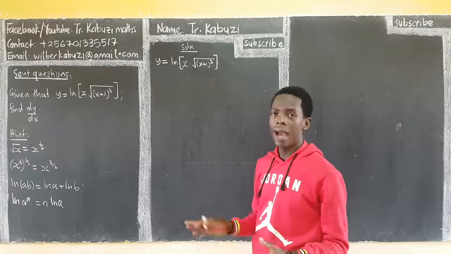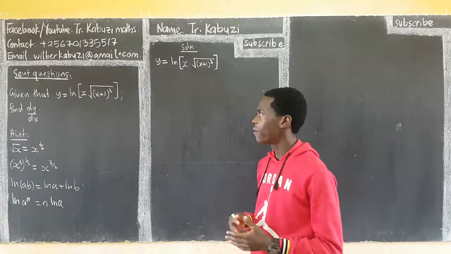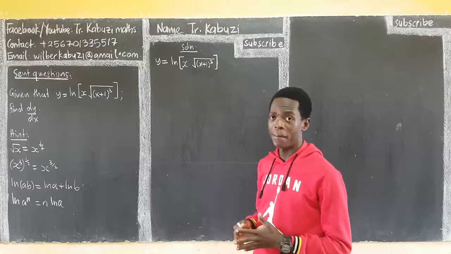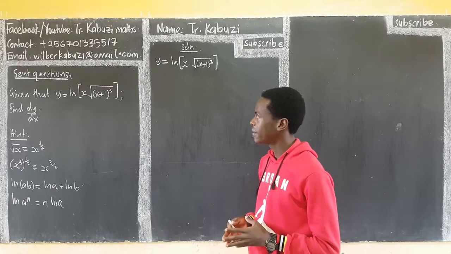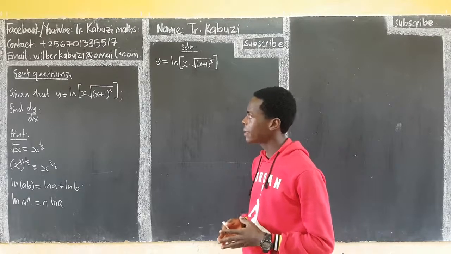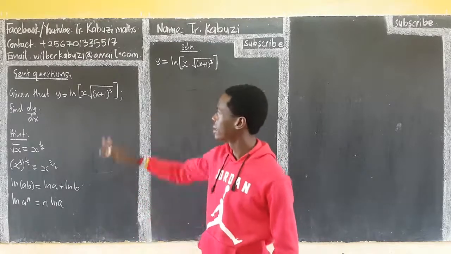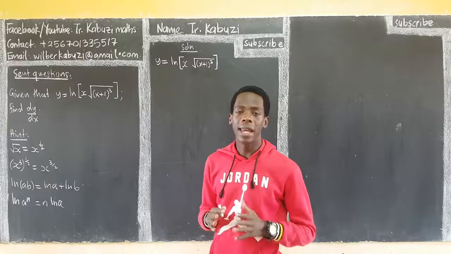We are going to see how we differentiate. We have seen, of course, differentiating natural logarithm, and now we have an example here. Someone wants to find dy/dx. So the question is, given that y is equal to this.